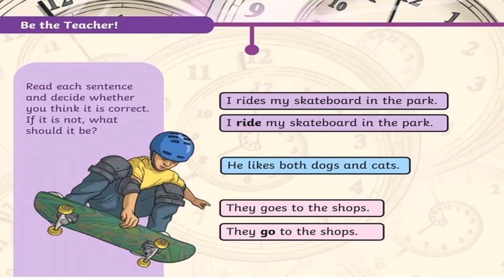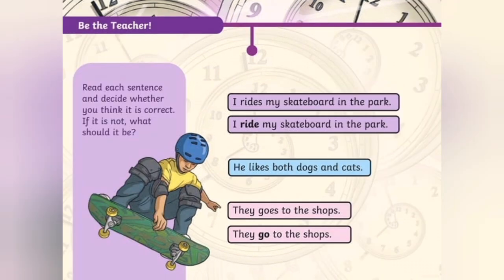Now, read each sentence and decide whether you think it's correct. If not, what should it be? About the first sentence, it's incorrect. The second, it's correct. The third, it's correct. The fourth, incorrect. And the last sentence is correct. As we said before, with he, she, it, we put s. However, with they, we, you, and I, we don't put s on the verb.